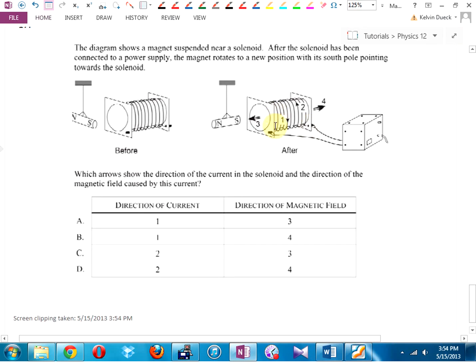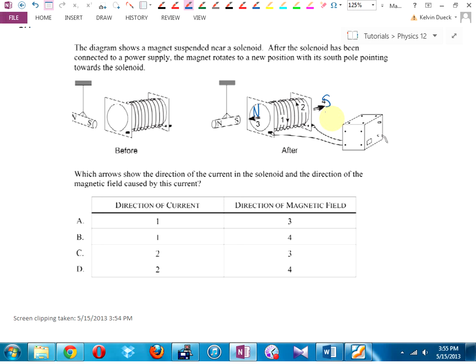So when we flip this solenoid on, look at this picture. What happened? The South Pole moved how and the North Pole moved how? Can you use the word attracted or repelled? The South Pole was, and then fill the blank in, attracted. What would attract a South Pole? There must be a North Pole there and a South Pole there.